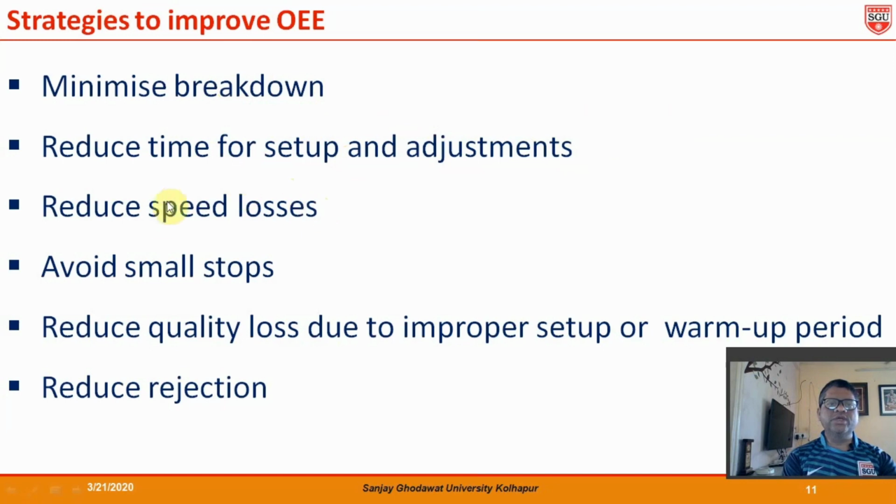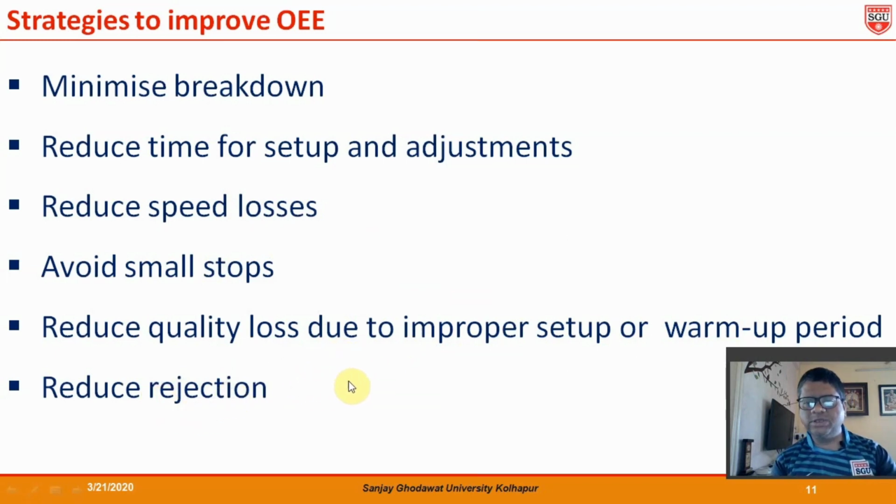Second, we have to reduce the speed loss. The speed loss may be due to small stops, or due to the inefficiency of an operator. So, if you control the speed loss, performance will be improved, and the last part, that is quality, can also be improved if the losses due to improper setup or during the warm up periods are reduced. To improve the quality, we need to keep watch on the rejection, and rejection should be controlled.